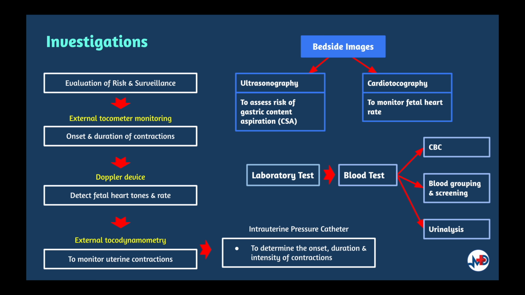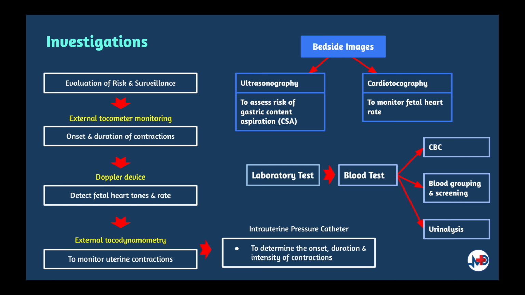However, if a laboring mother is confirmed to have rupture of the membranes and the intensity or duration of the contractions cannot be adequately assessed, an intrauterine pressure catheter can be inserted into the uterine cavity past the fetus to determine the onset, duration, and intensity of the contractions. Bedside ultrasound may be used to assess the risk of gastric content aspiration in pregnant women during labor by measuring the antral cross-sectional area.